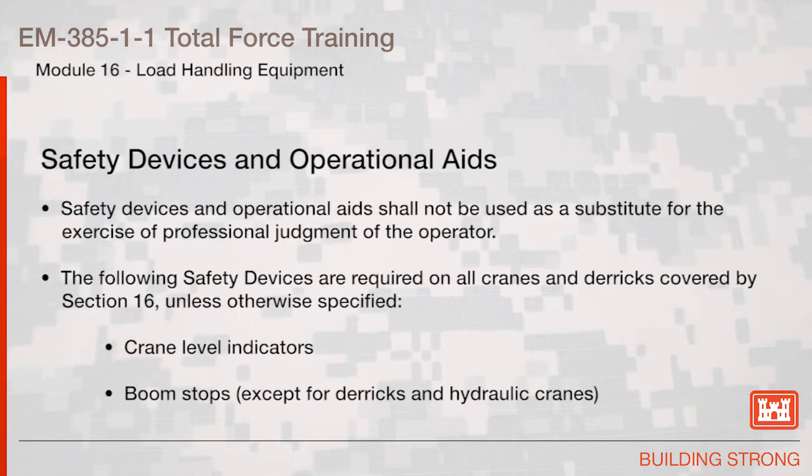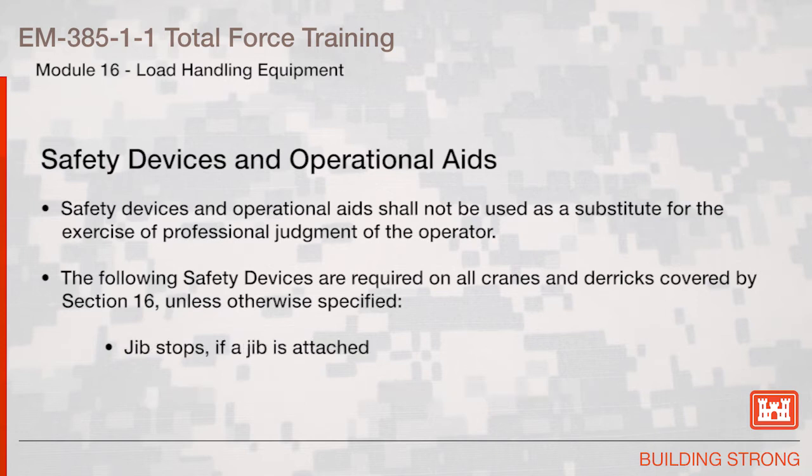The following explains safety devices and operational aids for operating load handling equipment. Safety devices and operational aids shall not be used as a substitute for the exercise of professional judgment of the operator. The following safety devices are required on all cranes and derricks covered by Section 16 unless otherwise specified. Crane level indicators, boom stops, except for derricks and hydraulic cranes, and jib stops if the jib is attached.